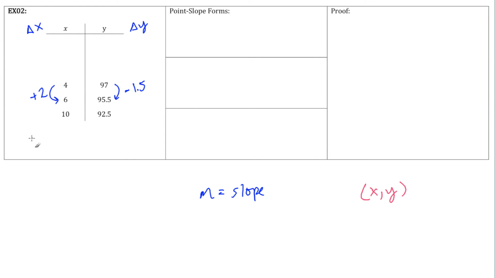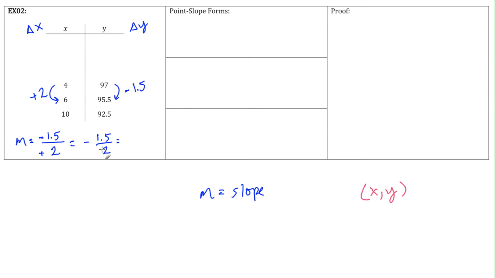I guess I should attempt to write this as a fraction. So negative 1.5 over positive 2. A negative over positive is a negative. I can make this look a little bit better. So negative 1.5 over 2. Now we got to turn this into, I don't know, just not this weird decimal.